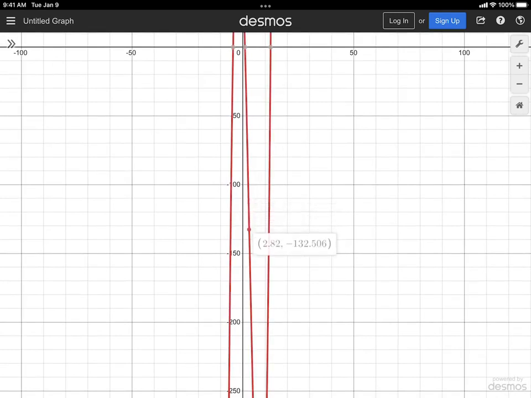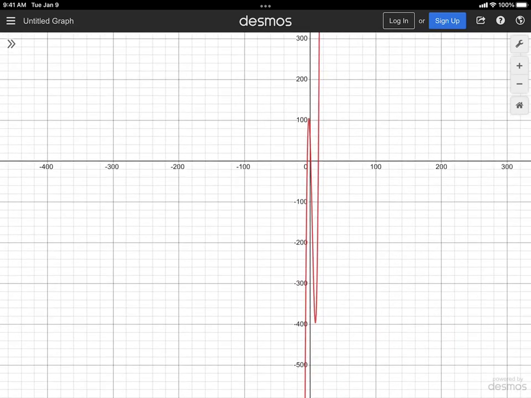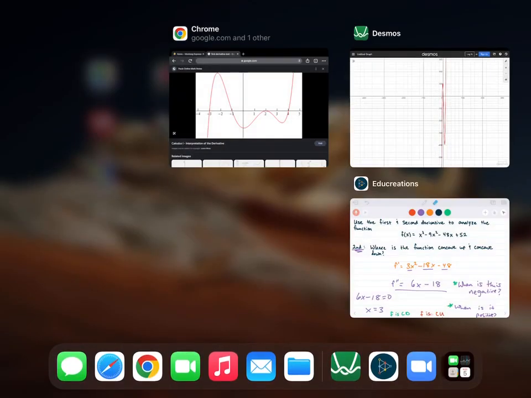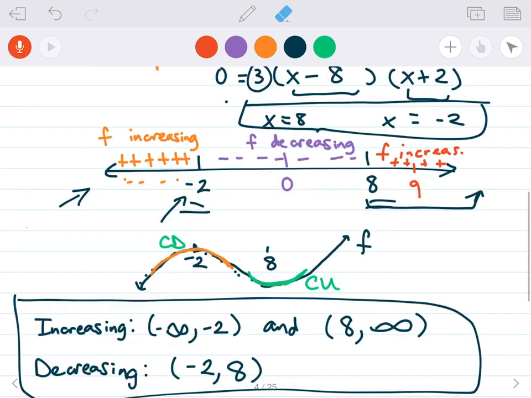Here's x equals 3 in this neighborhood. This is where it starts to concave up. And we can see that it's going to concave up indefinitely until infinity, which agrees with our math. Let's go back to the first derivative and see if that agrees with our math.